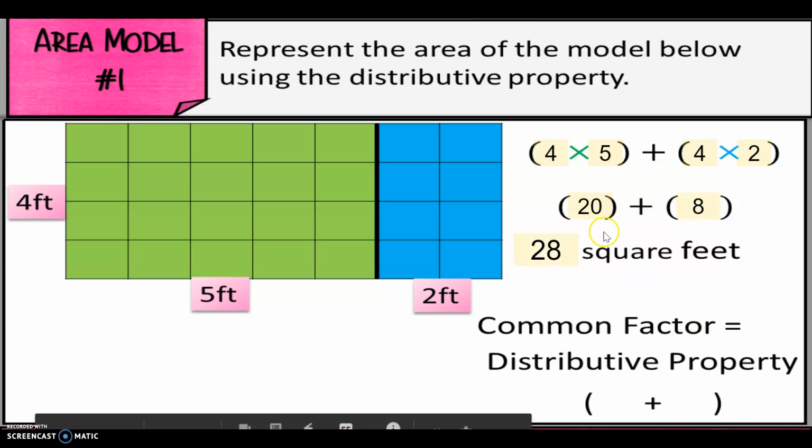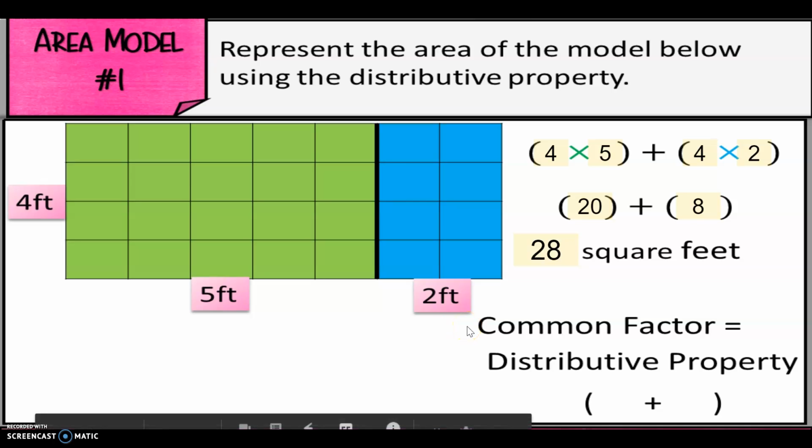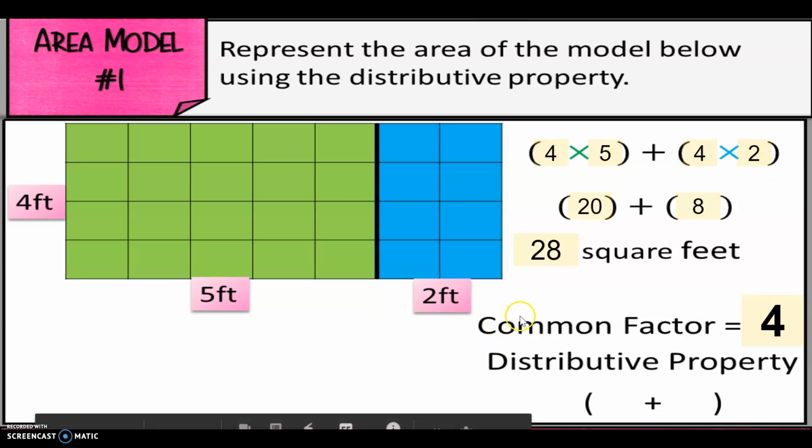So what is the common factor in this problem here? Or what do you see here? What number was used more than once? That's right, 4. So instead of writing it this way, we can simplify it by putting our 4 out here, and then what we're adding inside, which would be 5 and 2. Because when we distribute it out, it would be 4 times 5, right up here, and then 4 times 2, right up here. But this is a simplified way of writing distributive property.